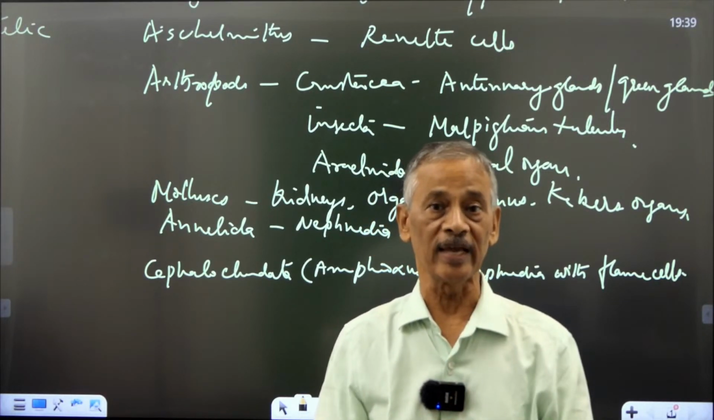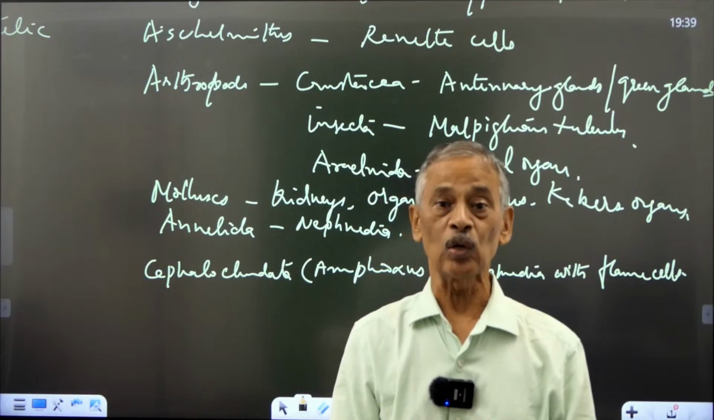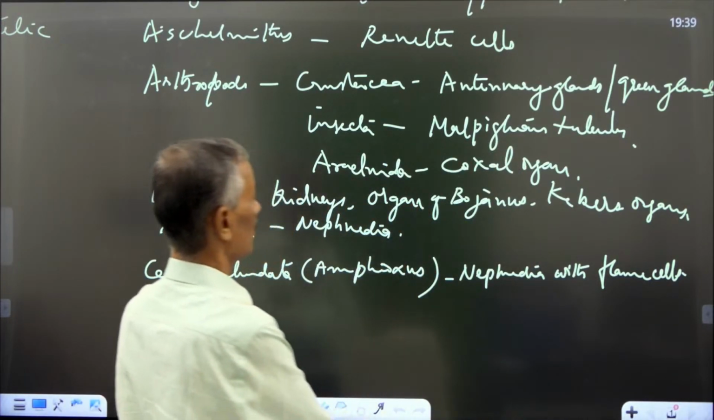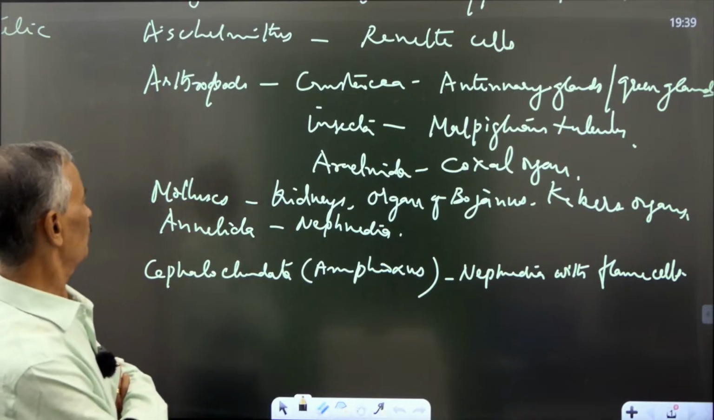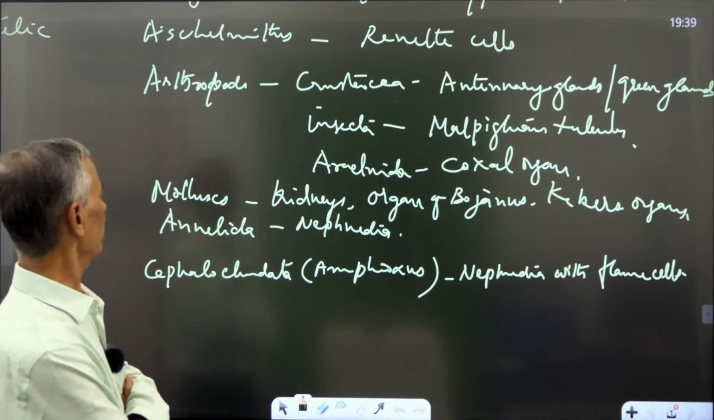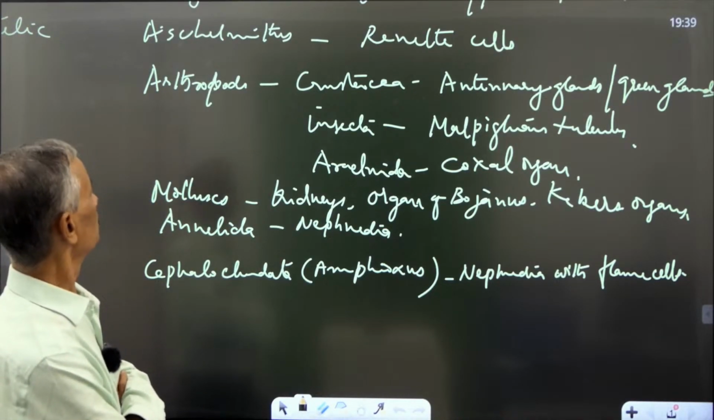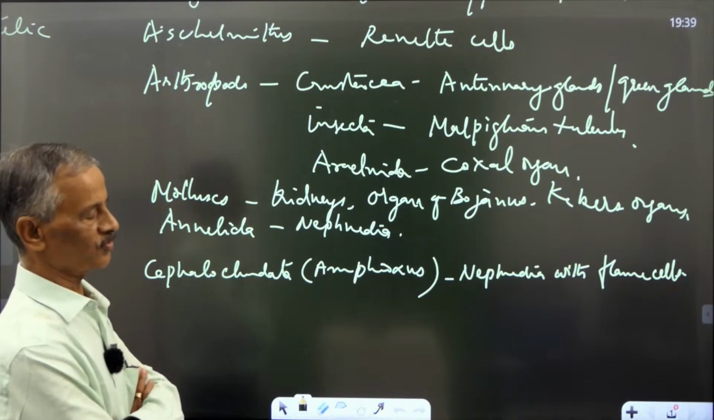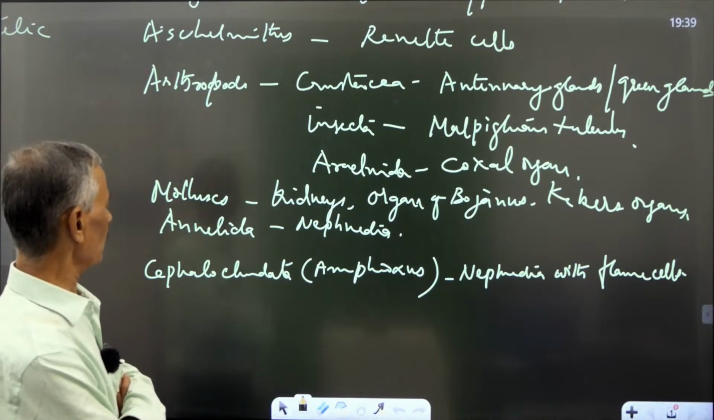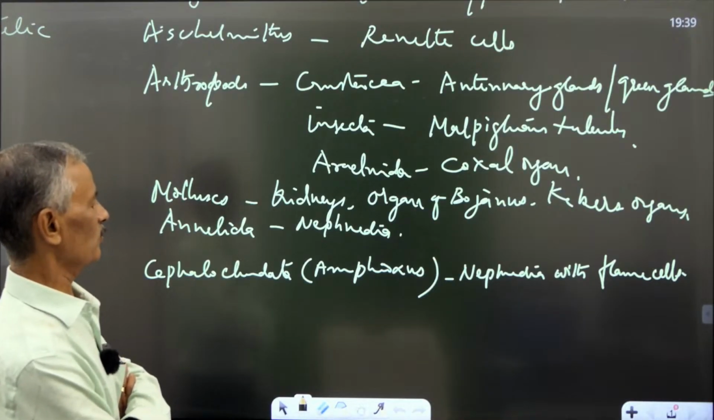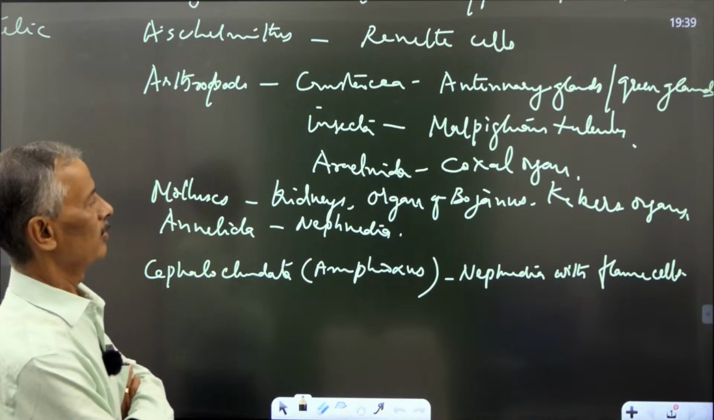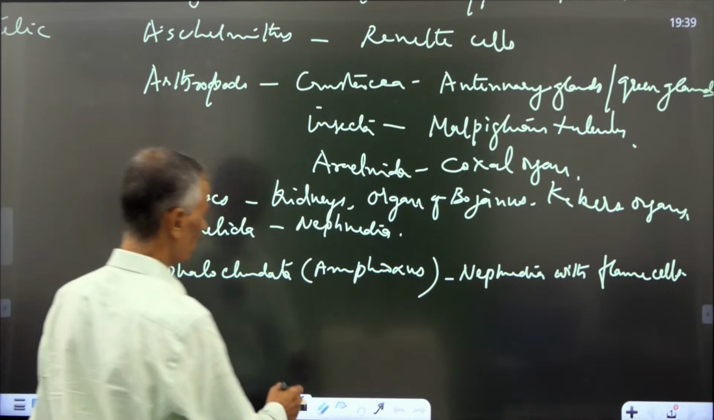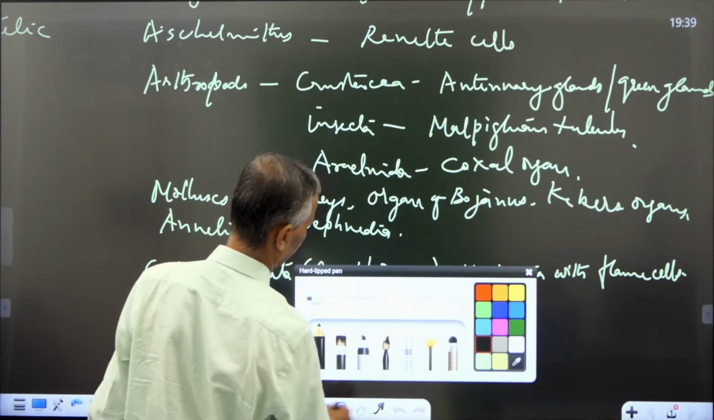I was telling you that in cephalochordata, we are having nephridia with flame cells. In echinodermata, actually there is no excretory organ, whereas in cephalochordata, in which amphioxus is the classical example, we are having nephridia with flame cells. So, flame cells are the excretory structures in platyhelminths.